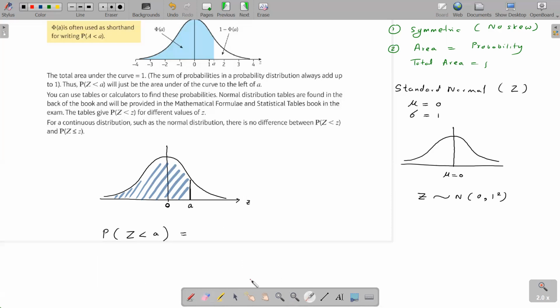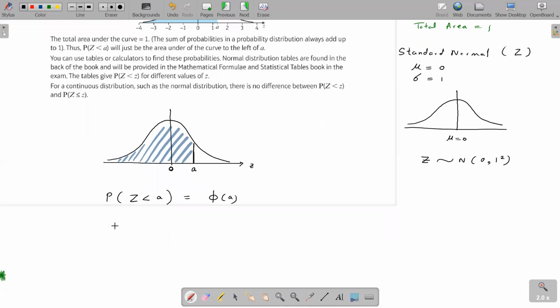Now I want to give you the notation. We say the shorthand notation: the probability that Z is less than A is also given by the notation phi A. Whenever you see phi A, it refers to this. So if I give you phi 2, it means the probability that Z is less than 2. If I give you phi 1.5, it means the probability that Z is less than 1.5.